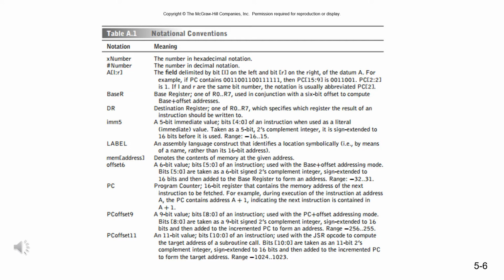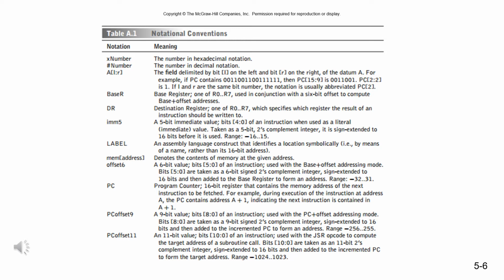A bracket L colon R means the field delimited by bit L on the left and bit R on the right. Example, if PC contains a certain bit pattern, then PC[15:9] is bits 15 through 9 inclusively. Base R is the base register, one of R0 through R7. Use it in conjunction with the 6-bit offset to compute a base plus offset address.